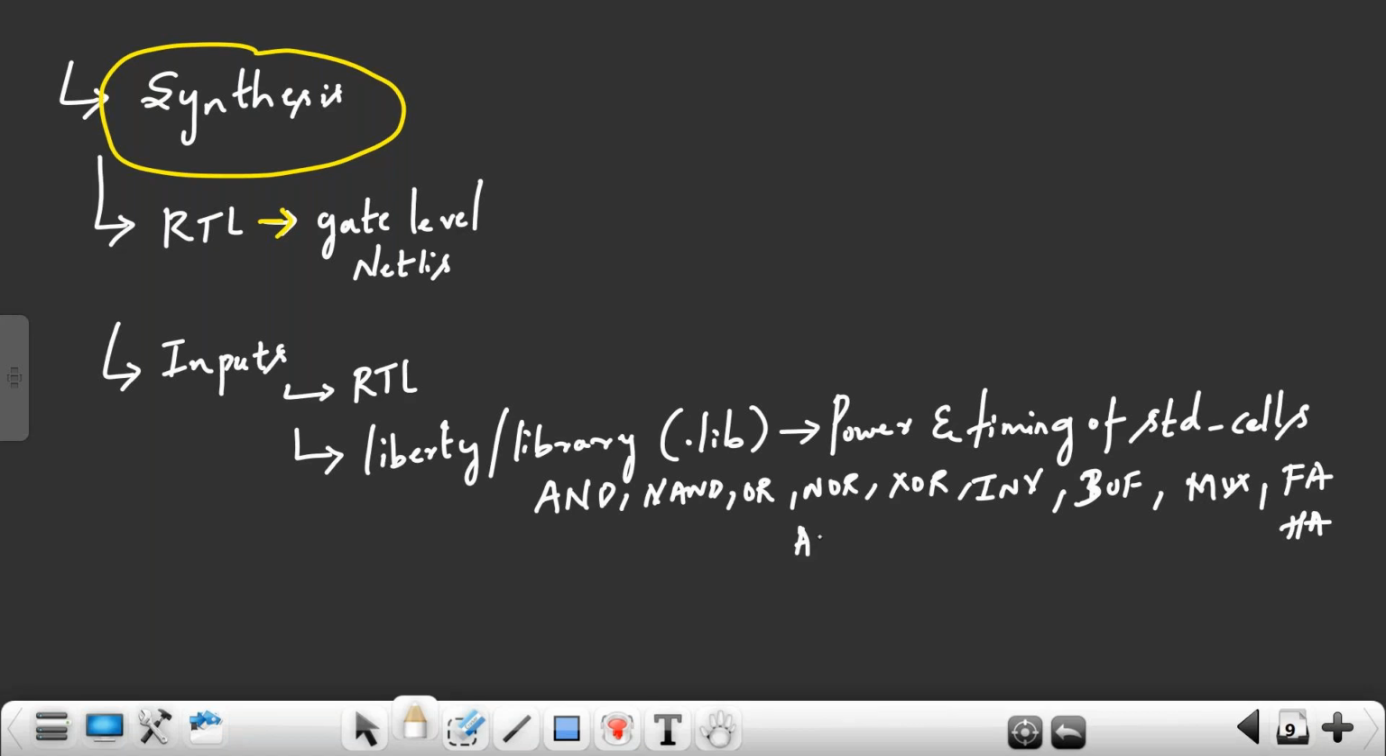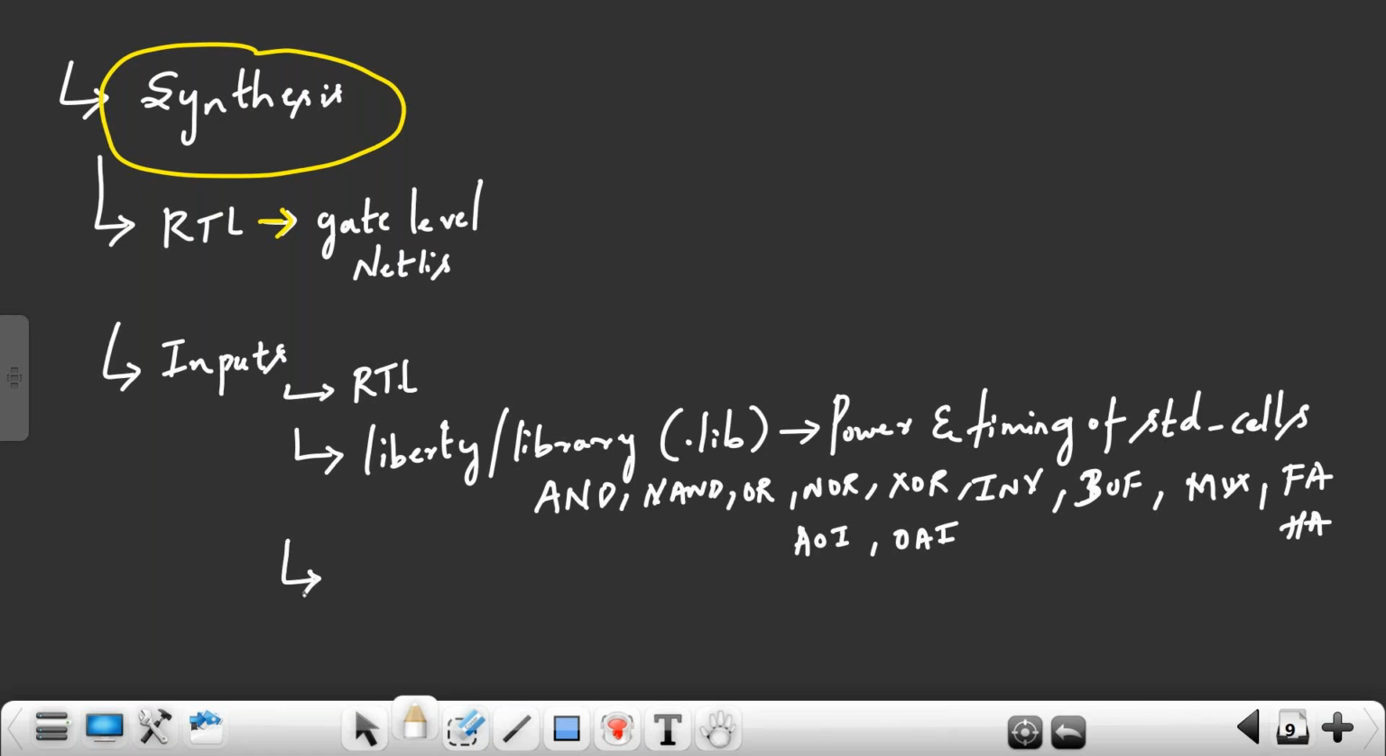So AOI gate, OAI gate. AOI means AND-OR-inverter. OAI means OR-AND-inverter. These few gates are called standard cells. The power and timing information of these cells will be present in the liberty file. So this should be one of your inputs for synthesis. Your synthesis tool will convert this RTL to gate level, only picking the cells from this liberty file, not picking any other cells.